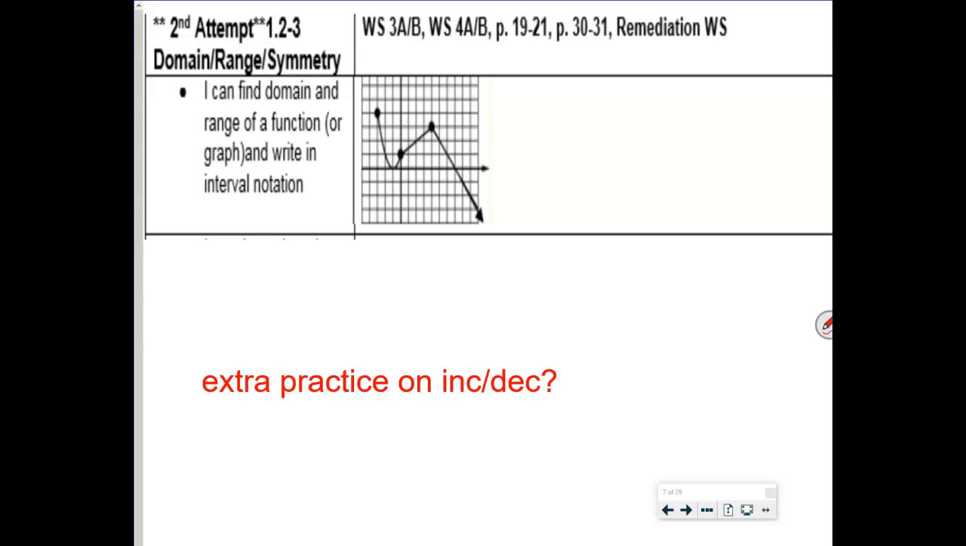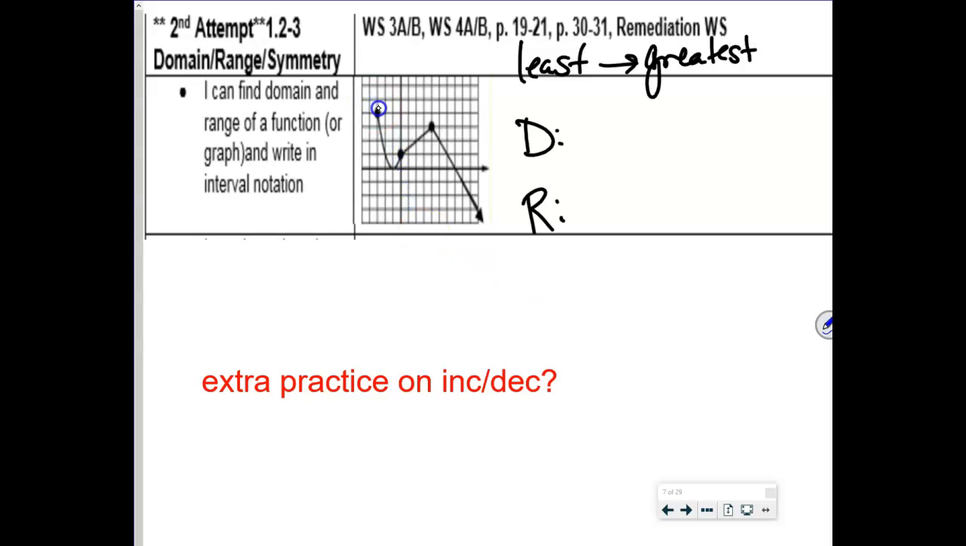Domain and range. The most common issue I saw from you guys on domain and range is that you got a little confused with the interval notation. It has to go least to greatest. So for domain, that means left to right, and for range, that means low to high or bottom to top.